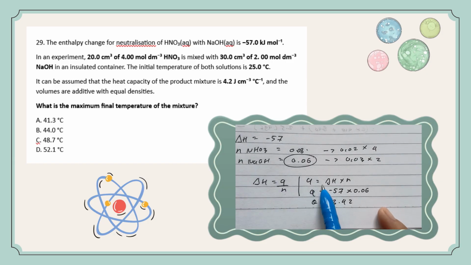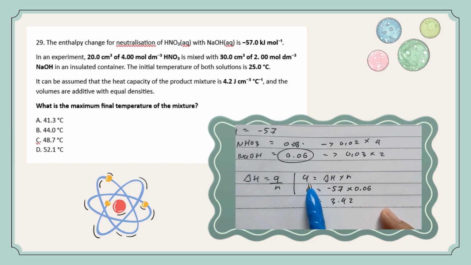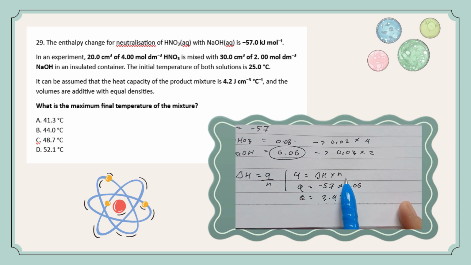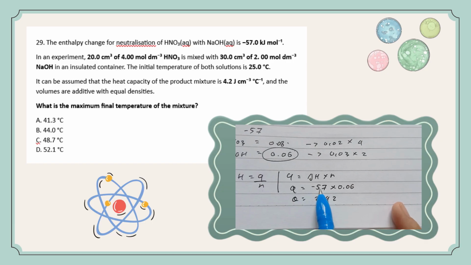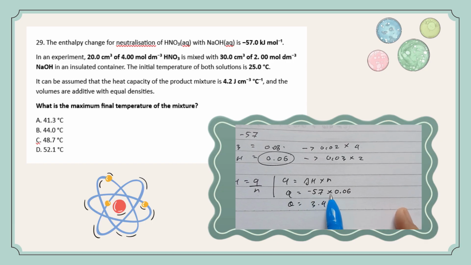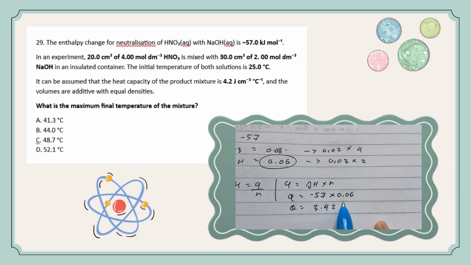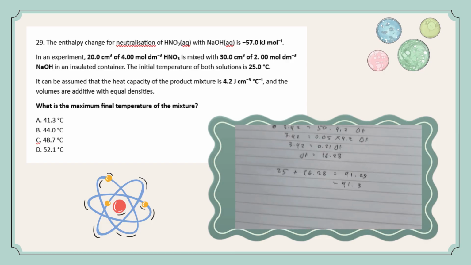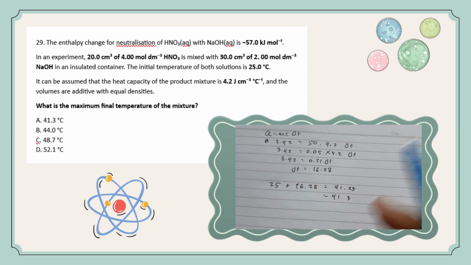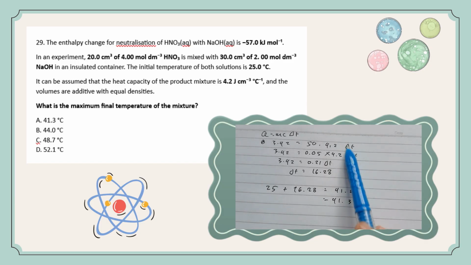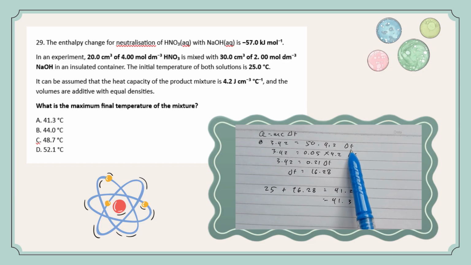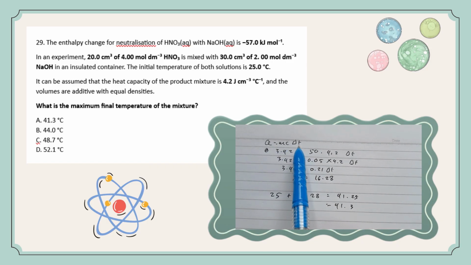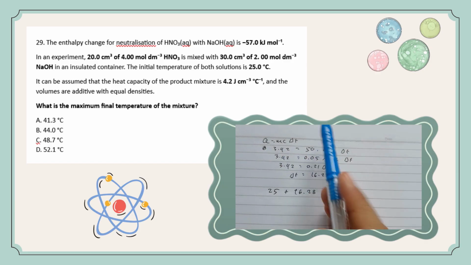So heat is equal to enthalpy change times moles. We have minus 57 times 0.06, which is equal to 3.42. And because the question asks for the maximum final temperature, we use Q equals mc delta T.